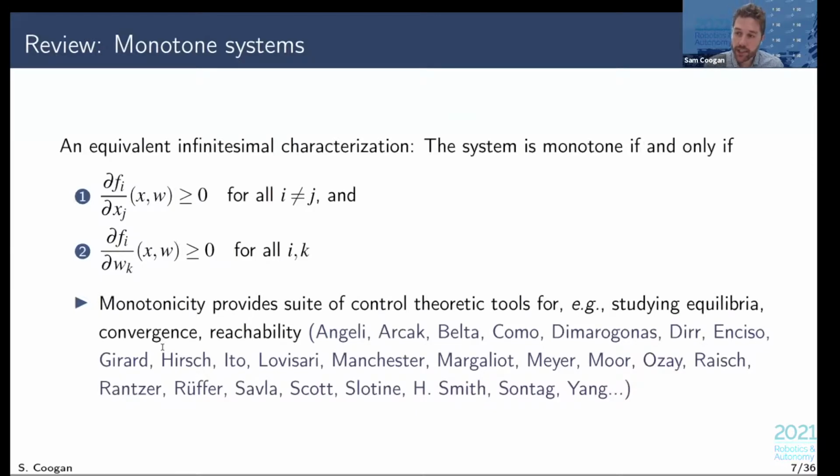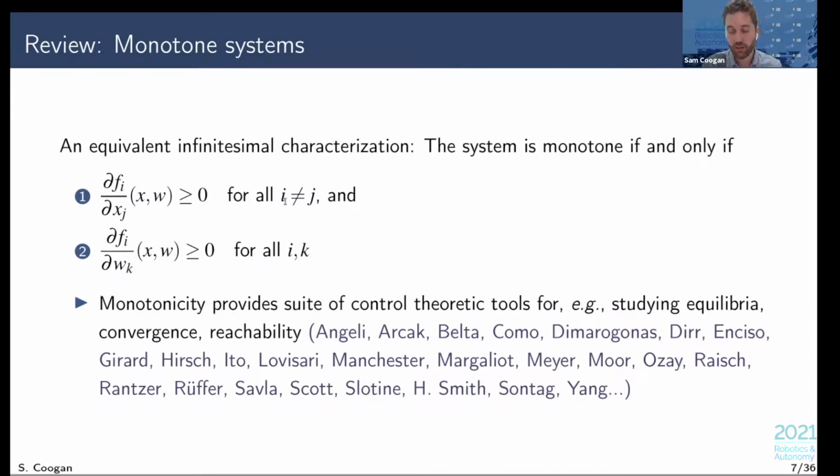So that's the definition of monotone systems theory. There's an equivalent way of characterizing monotonicity in terms of the Jacobian matrix for the vector field for the system. So that condition is as follows. An equivalent infinitesimal characterization: the system is monotone if and only if each of the off-diagonal entries of the Jacobian matrix, partial of f with respect to x, is non-negative for all states x and all disturbances w.